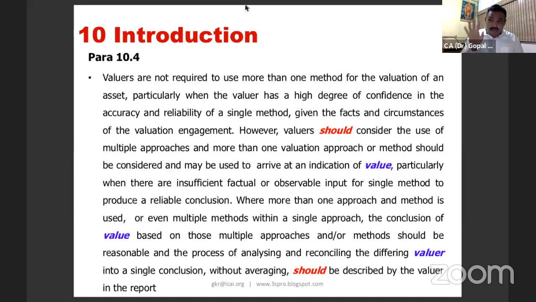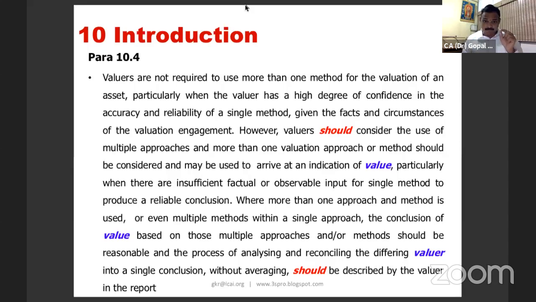They only indicate a value, particularly when there are insufficient factual or observable inputs for a single method. What is an observable input has actually been defined in IND AS 113 itself. IND AS 113 defines what is an observable input. Assumptions are called observable inputs. When there are insufficient factual or observable inputs for a single method to produce a reliable conclusion, then, because more assumptions are there, you go for more than one method.